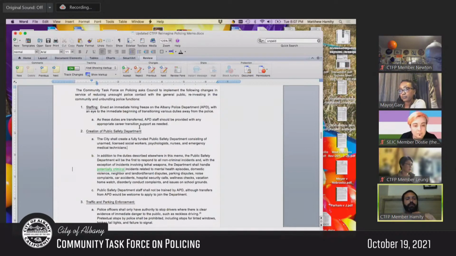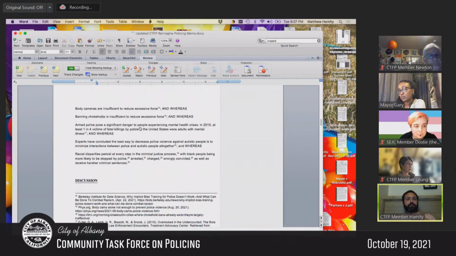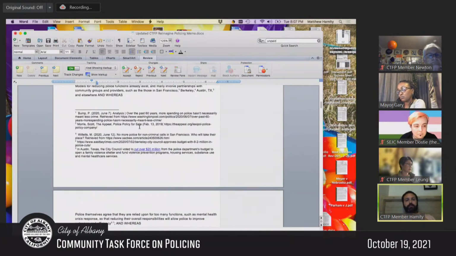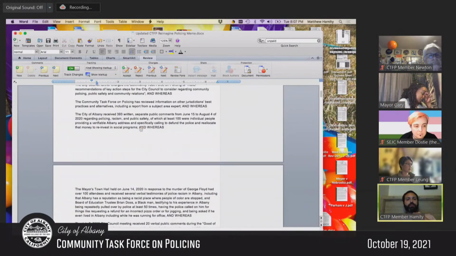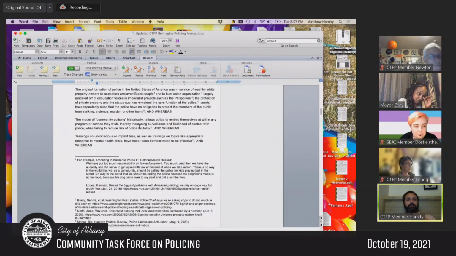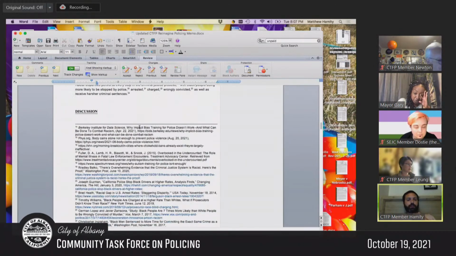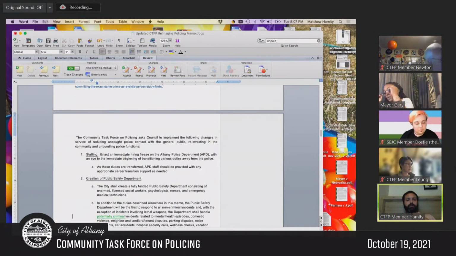So yeah, I guess if it's okay with everyone, unless there's something in the introductory background section that you really feel strongly about, we could just go to the first section, which is staffing. If anyone has any.